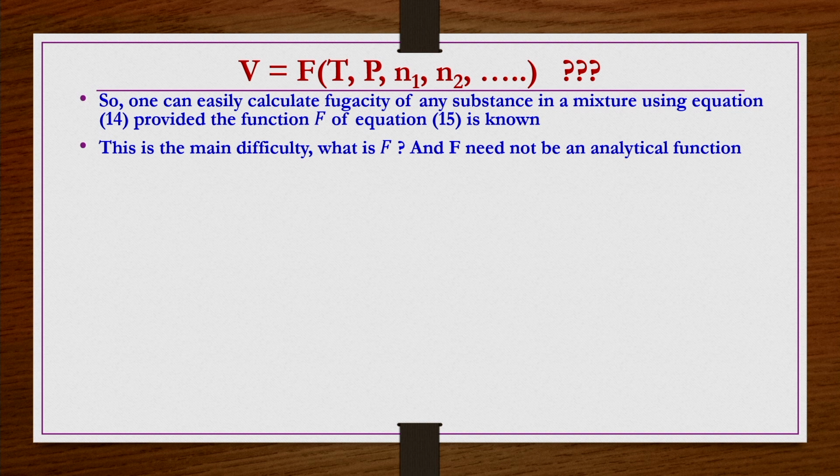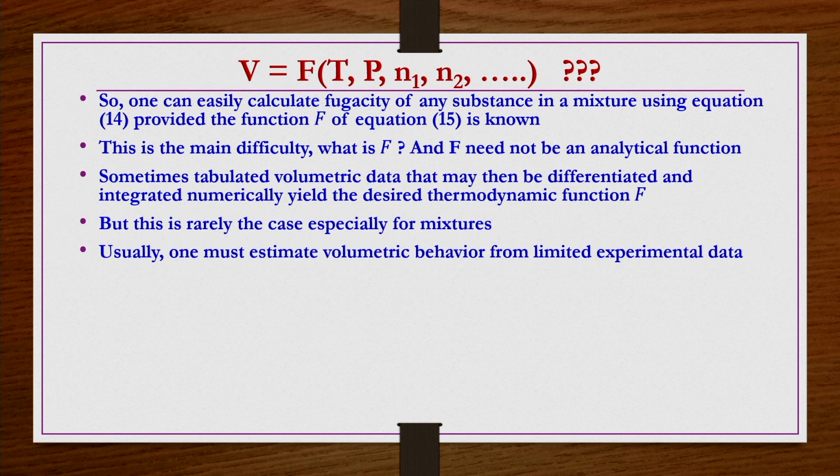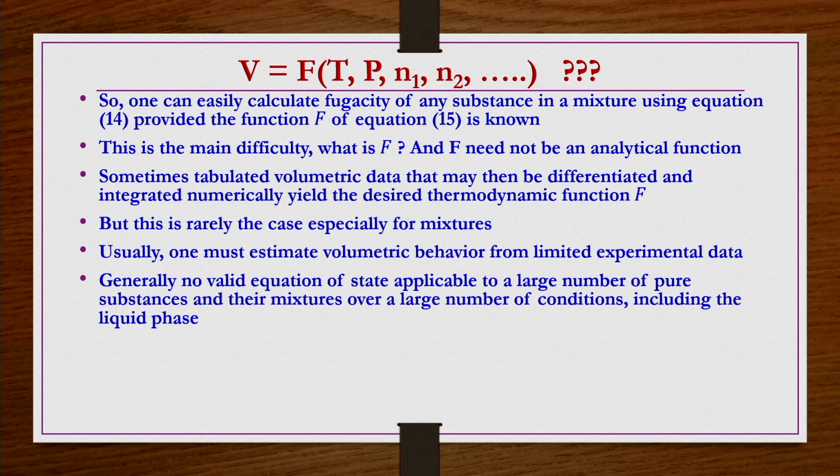But this is the main difficulty. What is F? And F need not be an analytical function. In general, sometimes tabulated volumetric data are available for individual pure gases that may be differentiated and integrated numerically to yield the desired thermodynamic function F, that is one possibility. But this is rarely the case, especially for mixtures, because this volumetric data is available mostly for pure gases, not for the mixtures. And then usually one must estimate volumetric behavior from the limited experimental data that is available.